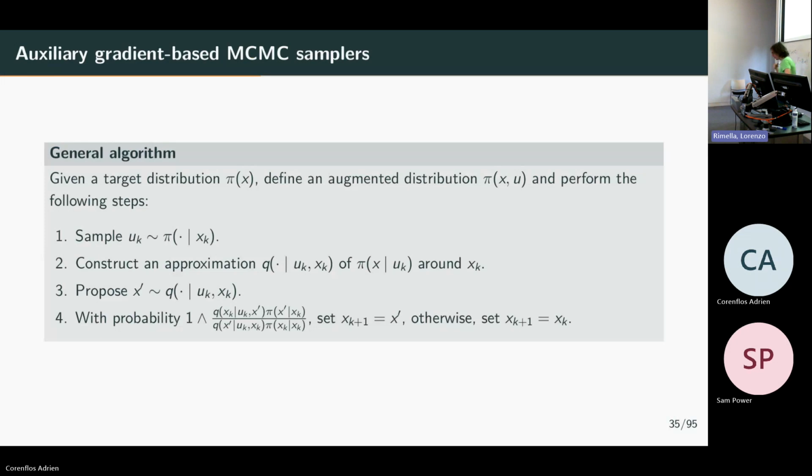So it relies on the auxiliary variable methods. Let's just do a tiny bit of background slash refresher on MCMC and the auxiliary variable methods.